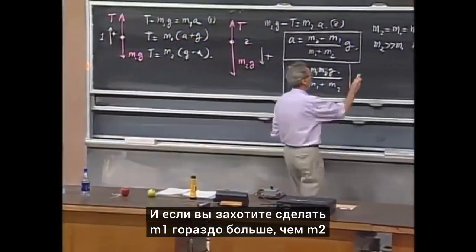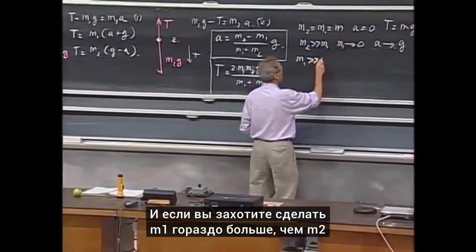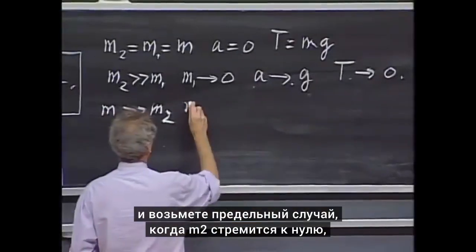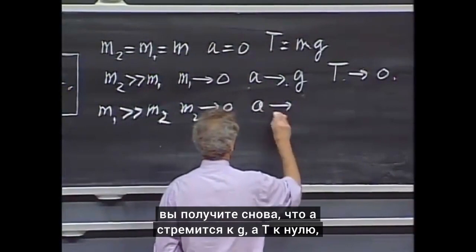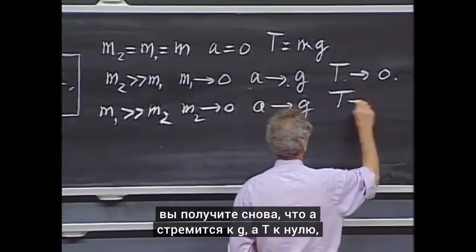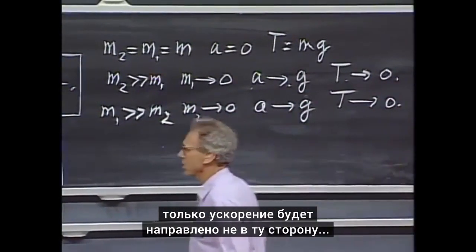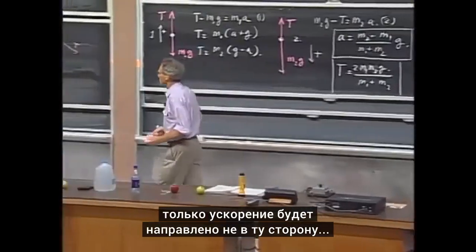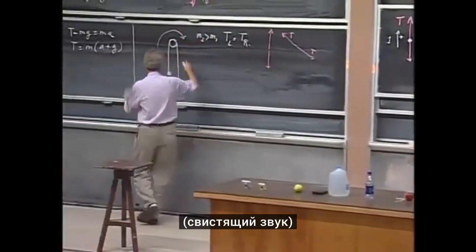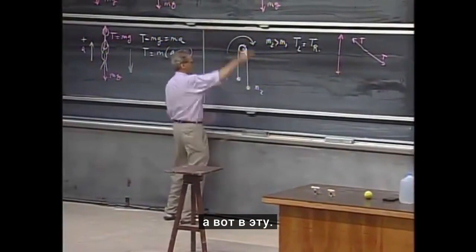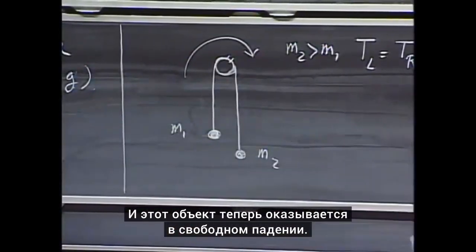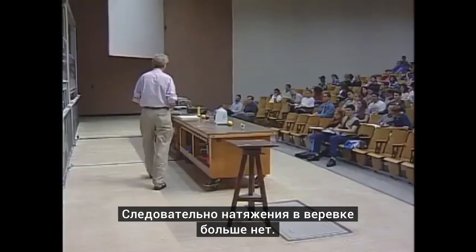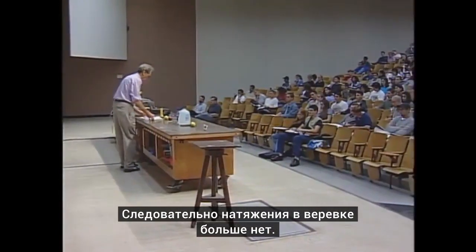This is exactly consistent with your intuition. And if you wanted to make m1 much, much larger than m2, and you take the limiting case for m2 goes to 0, you'll find again that a goes to g, and that T goes to 0, except that now the acceleration is not this way, but now the acceleration is this way, and now this object will go into free fall. And therefore there is no tension in the string anymore.